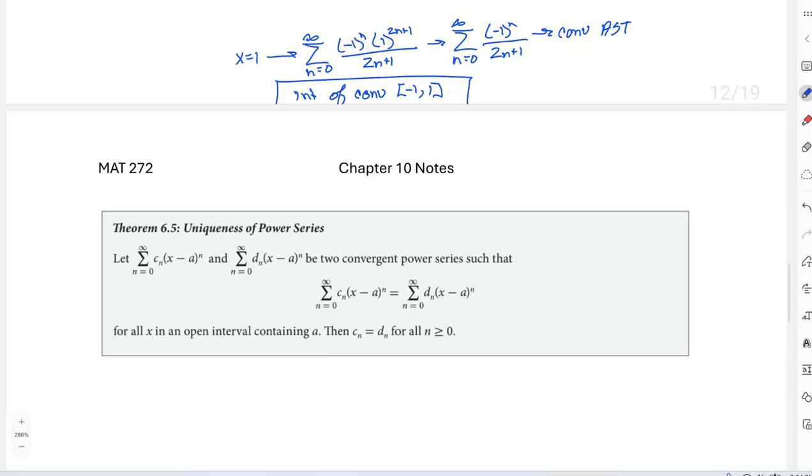The last thing in this section talks about the uniqueness of power series. And this is just a theorem. Theorem 6.5 is just stating that power series have to be unique. So there's only one way to represent functions in terms of power series.